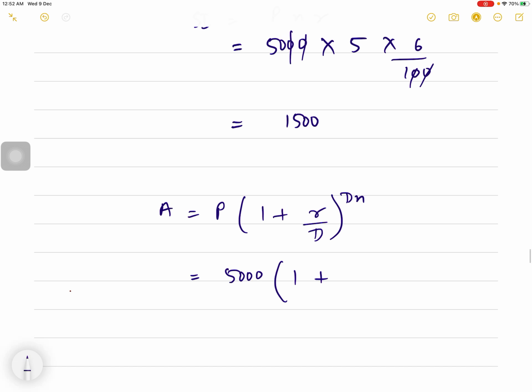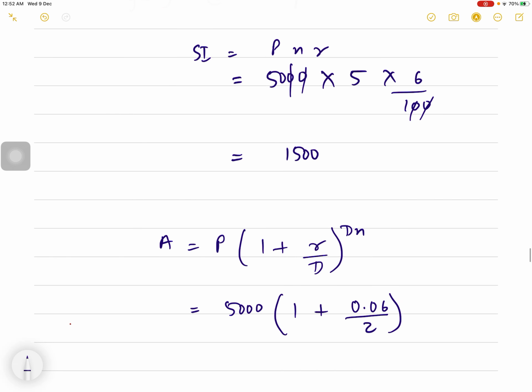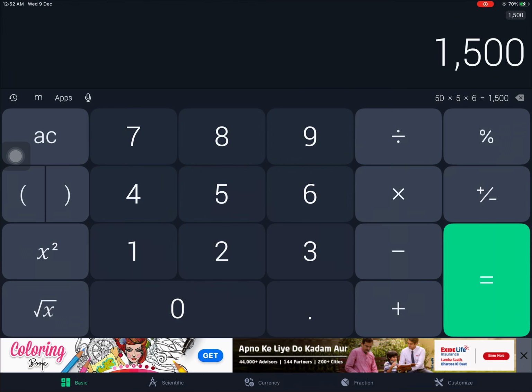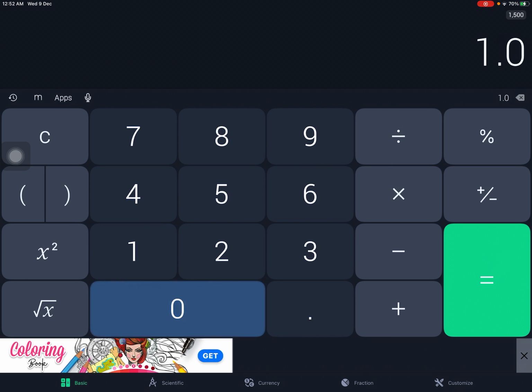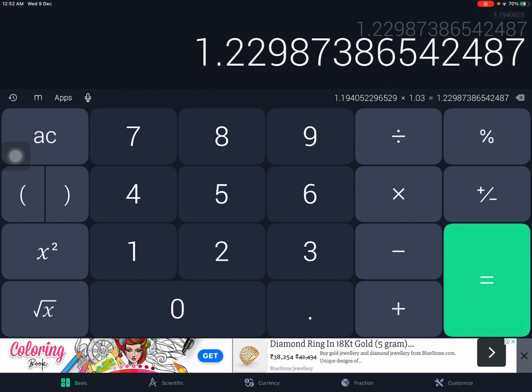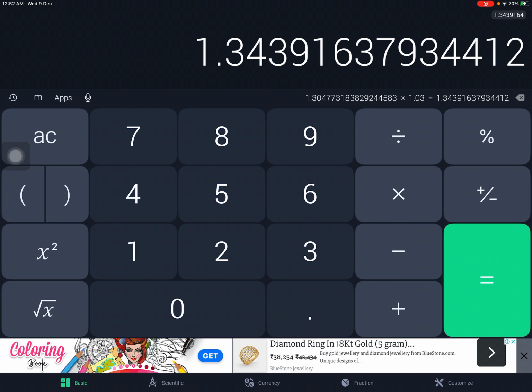Principal is 5,000, 1 plus R. R is 6%, so 0.06. D is 2 raised to Dn. D is 2 and N is 5. So 5,000 into 1.03 raised to 10. So 1.03 into itself, 2, 3, 4, 5, 6, 7, 8, 9, 10 times.